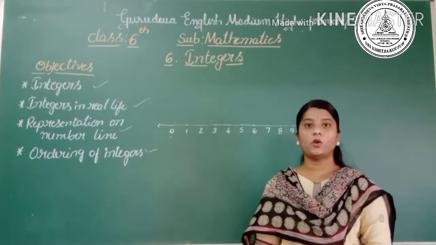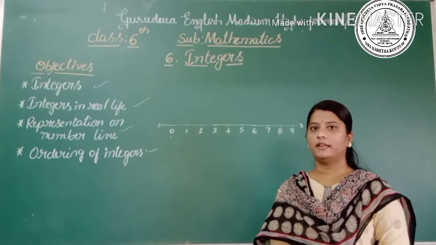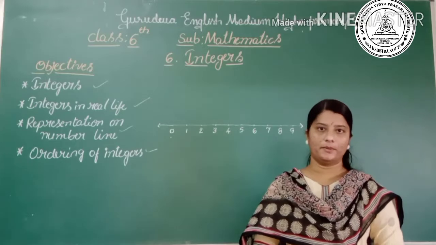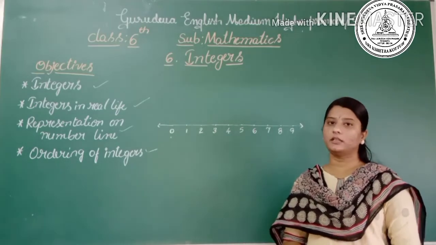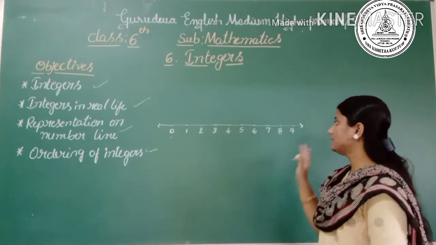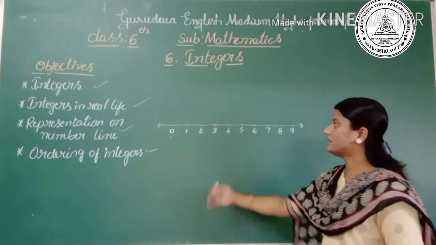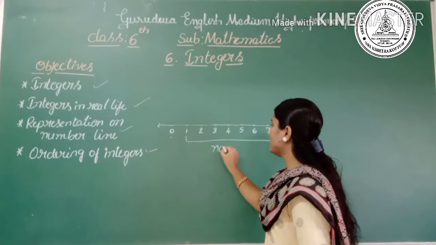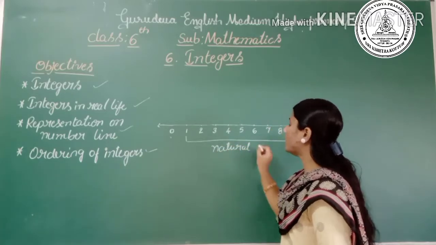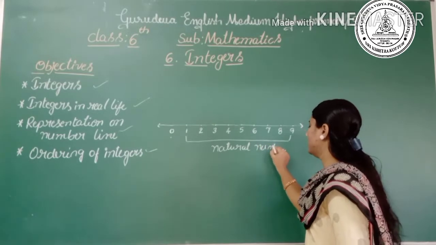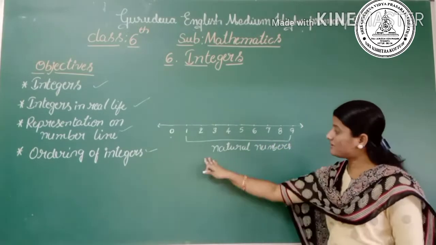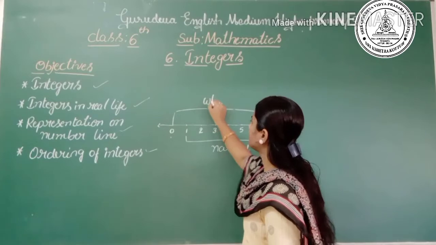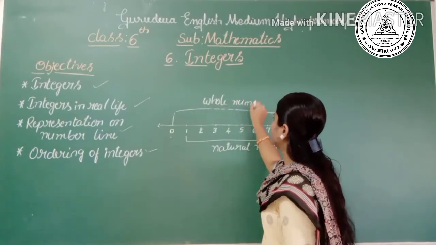In the previous lesson, whole numbers, we have learned about numbers. Which numbers have we learned? We have learned natural numbers and whole numbers. Natural numbers means the counting numbers are called natural numbers. See here I have written it, the number line from 1 to 9. So these are all natural numbers. The natural numbers along with zero are called whole numbers.